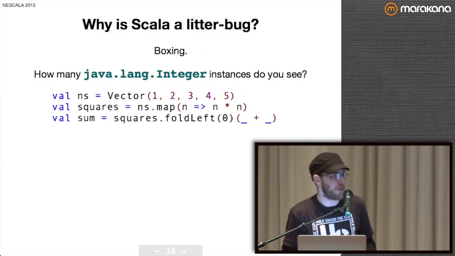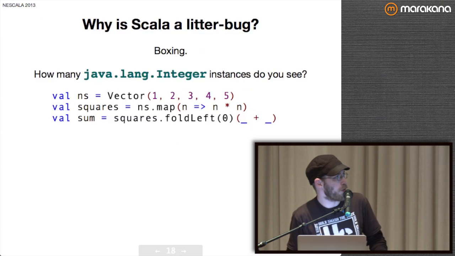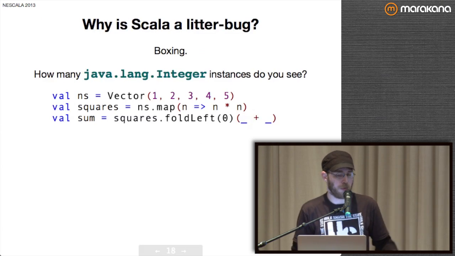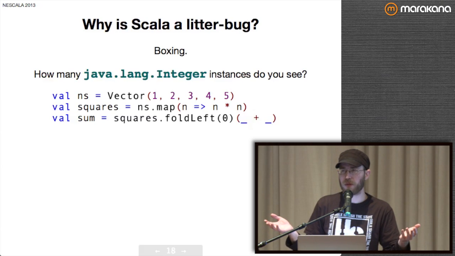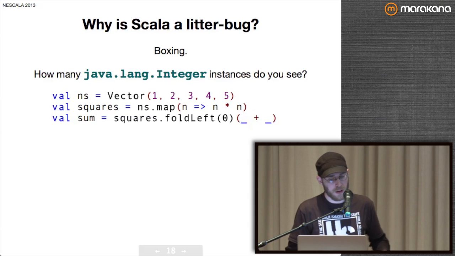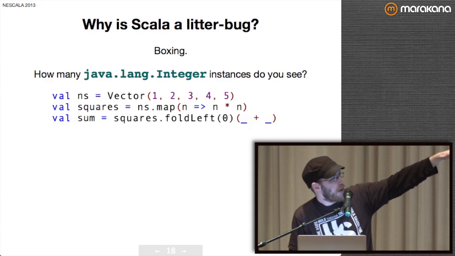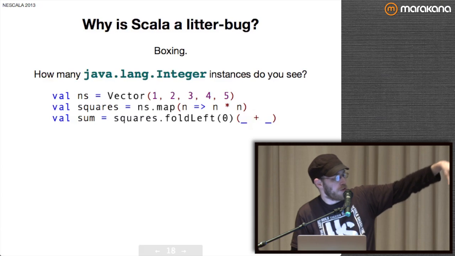So then there's the big one, though, I said, is garbage. And so I'm just going to go through all the different ways that Scala produces garbage. So boxing, do you all know what boxing is? It looks like everyone does. Great. So does anyone want to guess how many java.lang.Integer instances this code snippet is going to create?